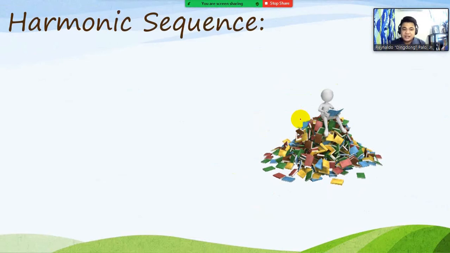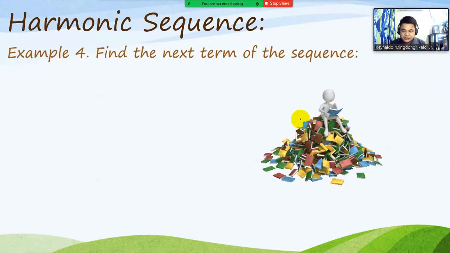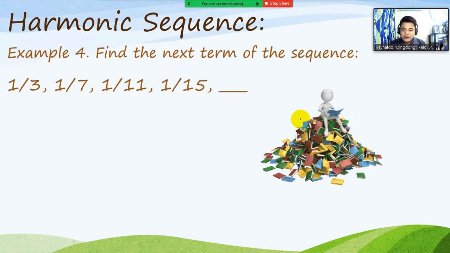Harmonic sequence. Take note of this, class. So when we say harmonic sequence, we are dealing with fractional terms, which is related to arithmetic sequence. Example 4. Find the next term of the sequence 1/3, 1/7, 1/11, 1/15. Just look at the denominator and get the pattern using the rule for arithmetic sequence.